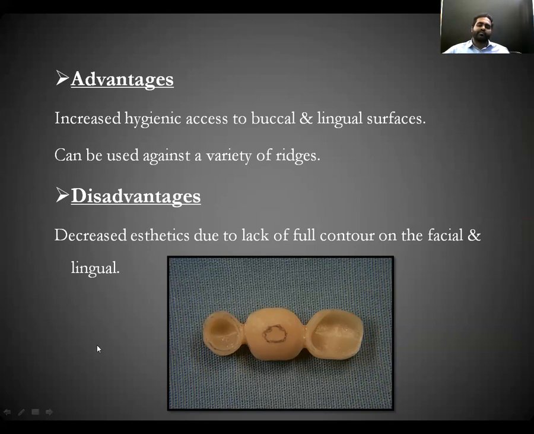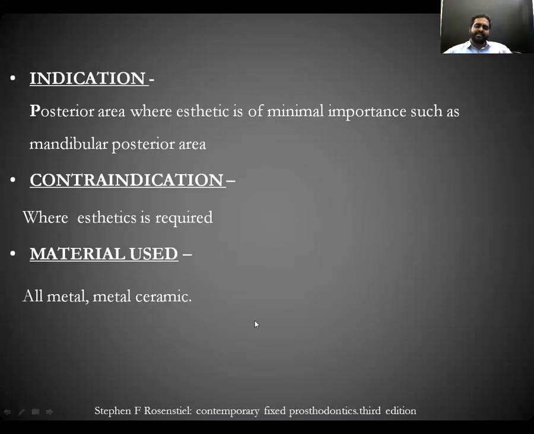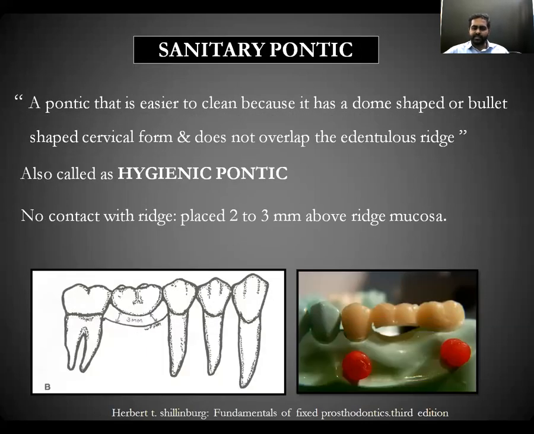So we have decreased aesthetics. When we come to the aesthetics, they are not that good because we can see there are spaces in between the buccal and the lingual contours. So it is always indicated in the posterior region, not at all in the anterior region. Posterior mandibular teeth, the first or second mandibular teeth, are the indications for the conical type of contact. The material we always go for is metal ceramic or all metal for the fabrication of these. Now we have the sanitary contact.